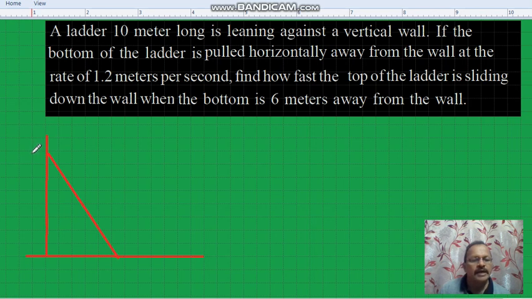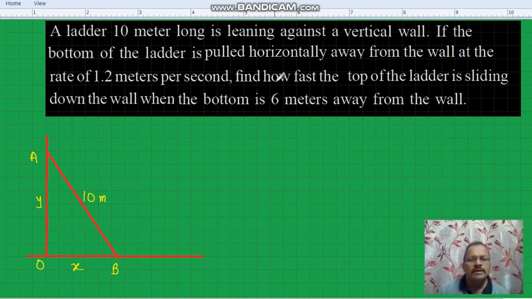Let this tip be capital A and this point be capital B, and let us call this O. Let OB is equal to x, OA is equal to y. The length of the ladder is given as 10 meter.